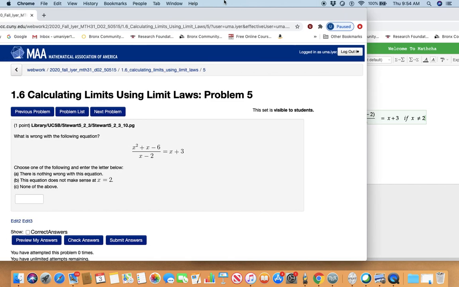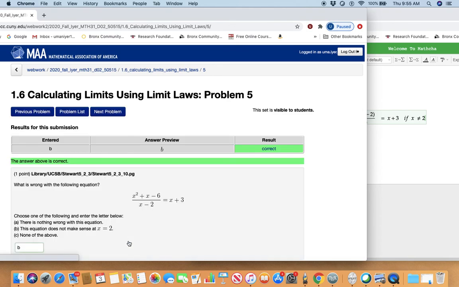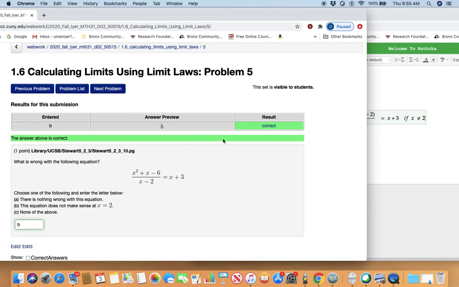So let's see. There is nothing wrong with this equation. That's not completely correct. B part. The equation does not make sense at x equals 2. That's correct. At x equals 2, you have undefined on the left. Undefined equals something else. That makes no sense. So it's B in my opinion. I will stop this video for now and continue with the next video.